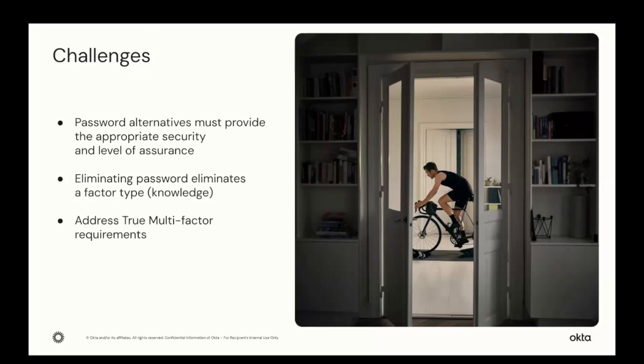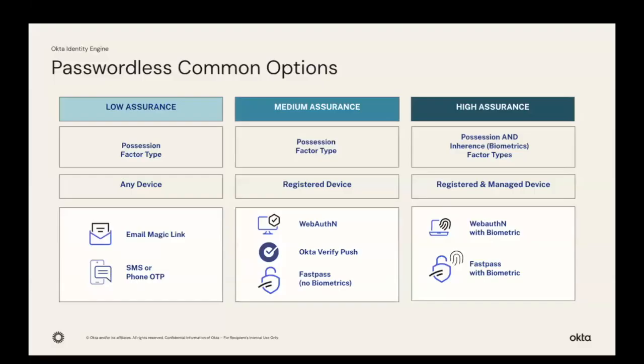So what are the options to implement passwordless? And this is not by far a complete overview, but these are the most common options. And you can see that I have actually sorted those common options into three different buckets. So a low assurance one where you only leverage a possession factor type, and usually you would do this on any device. And the options we have here are the email magic link, which we're going to talk about a little later, and the SMS, receiving an SMS with a code or a phone one-time password.